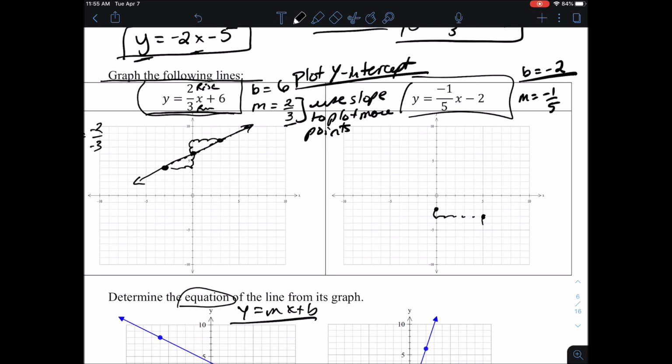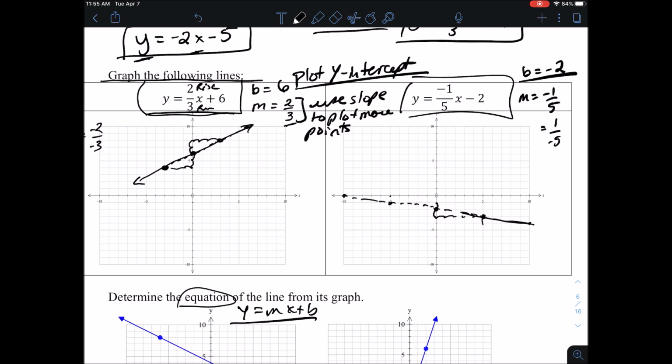1, 2, 3, 4, 5. You can see there. All right. I could repeat that. Down 1 over 5. There it is. The other way I could understand -1/5 is 1 over -5. So this way I'm going to rise 1 and go backwards 5. Rise 1, go backwards 5. And now I've got these 5 points.